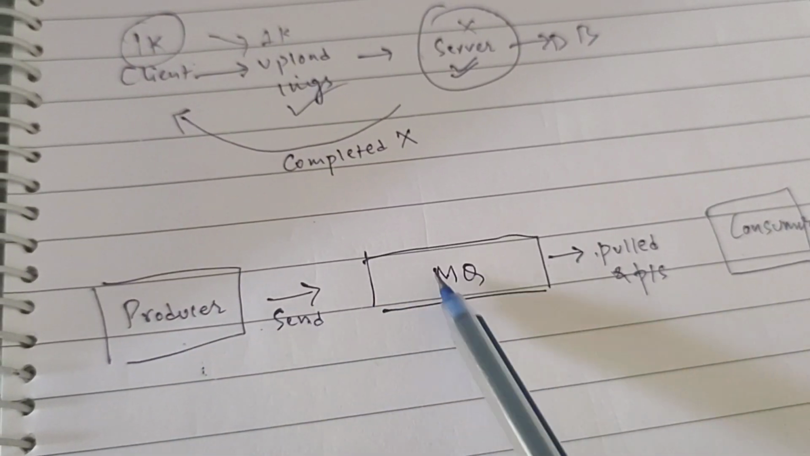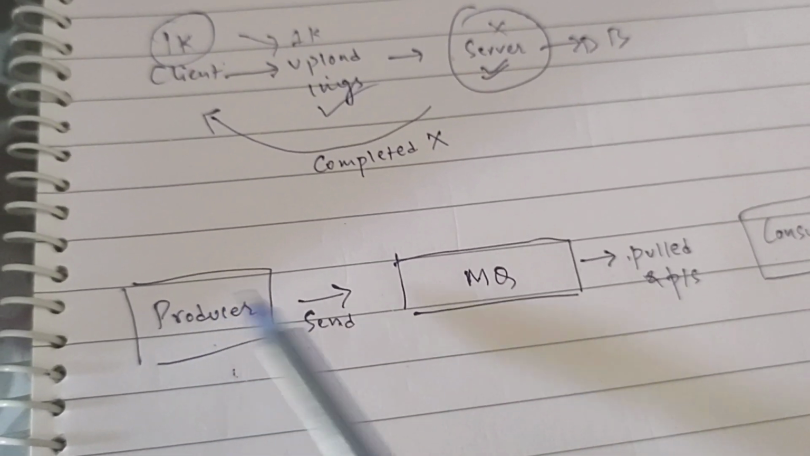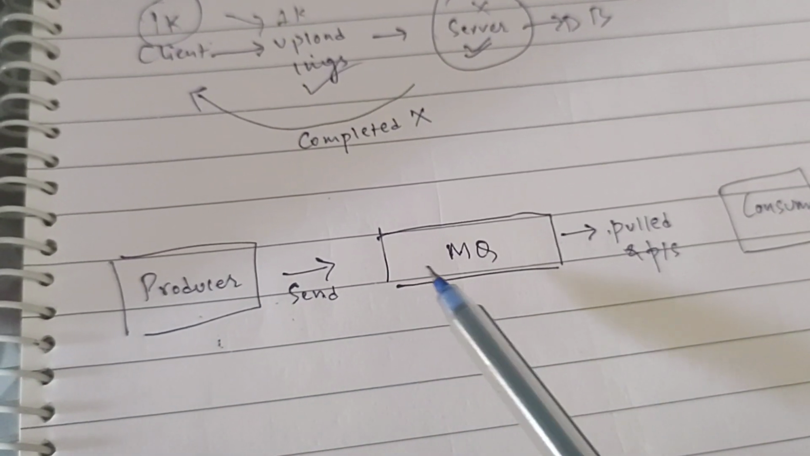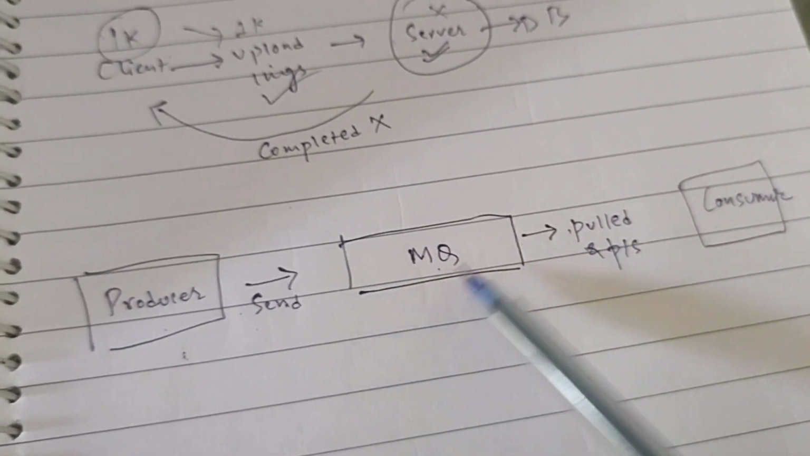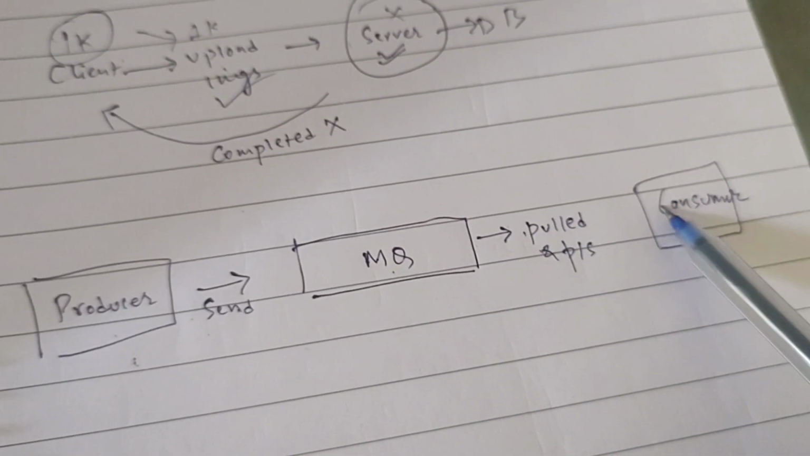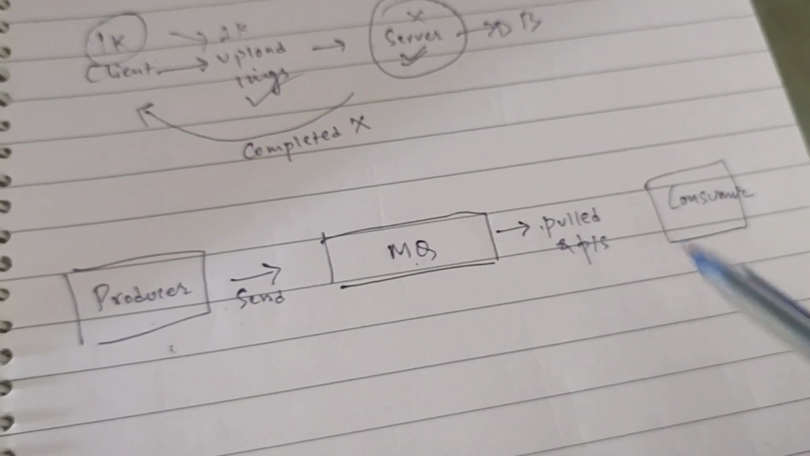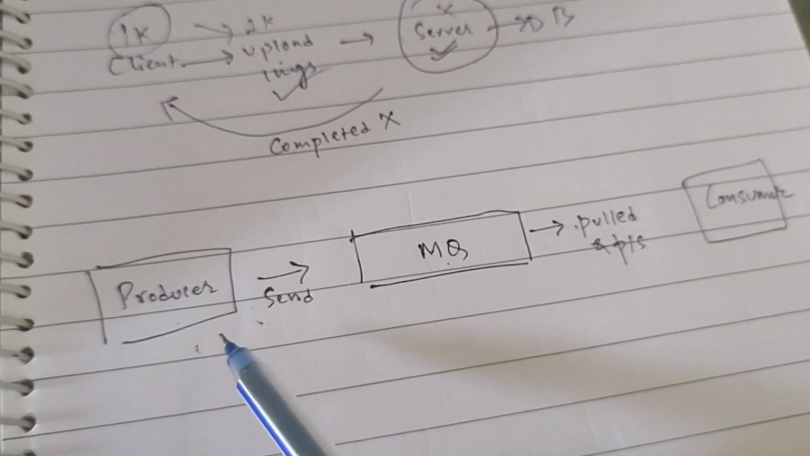The producer sends the message to the message queue and forgets. It doesn't have to bother about what happens to those messages after sending them to the message queue. These messages get buffered here, then pulled and consumed by the consumers. And if they are decoupled, then we can scale each in its own way.